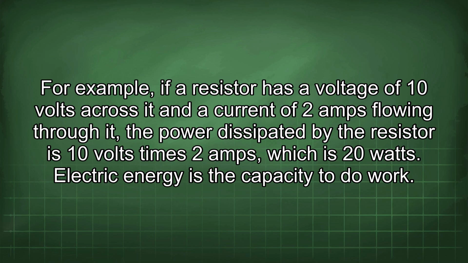For example, if a resistor has a voltage of 10 volts across it and a current of 2 amps flowing through it, the power dissipated by the resistor is 10 volts times 2 amps, which is 20 watts.